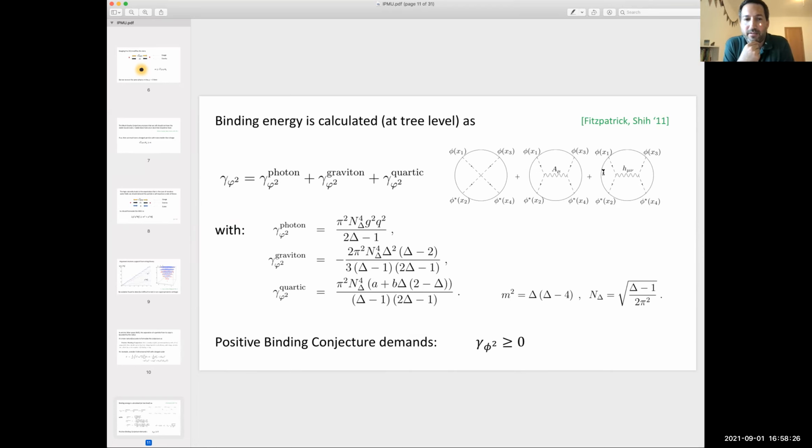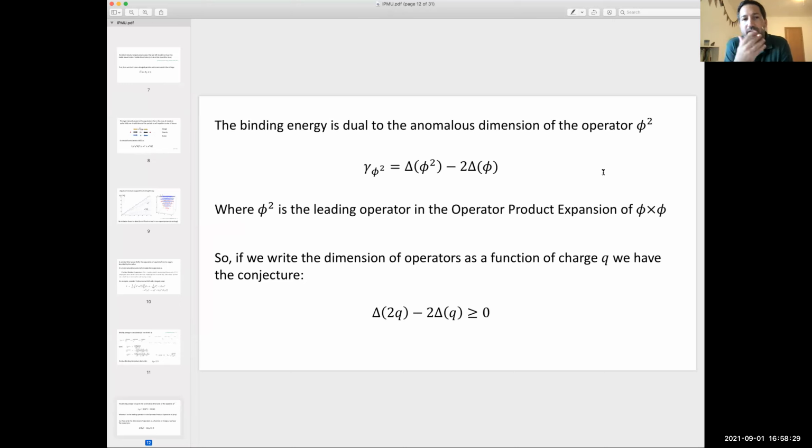Can we go to the next slide? Thanks. So indeed, the conformal field theory dual to the binding energy is very simple. It's basically the anomalous dimension of the operator phi squared. It's not an anomalous dimension in the sense of the difference between the full dimension and the classical one. It's precisely what I wrote here: the difference between the dimension of phi squared and twice the dimension of phi. That's precisely the dual to the binding energy calculation that I just showed you, and that receives these three contributions. And to be more precise, phi squared is the leading operator in the OPE of phi times phi.